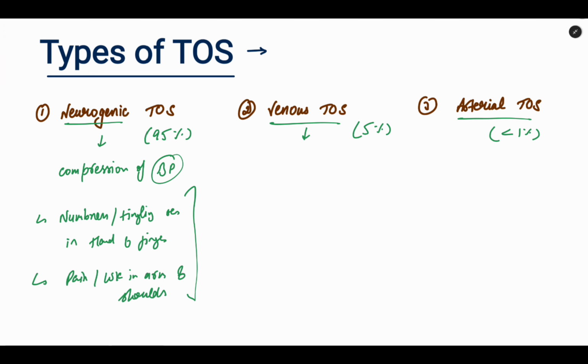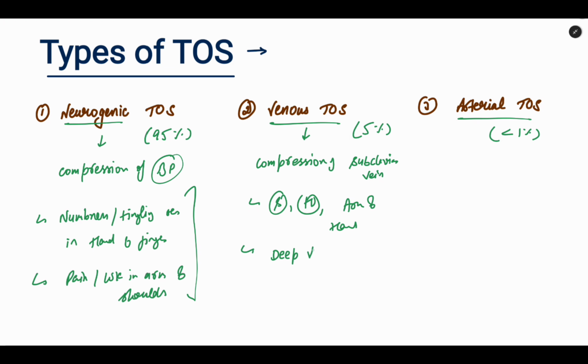Then we have the venous thoracic outlet syndrome. It occurs due to the compression of the subclavian vein. The symptoms might include swelling, heaviness, weakness, and blueness of the arm and hand region. We can also see that in the patient the veins are dilated, and the upper extremity develops deep venous thrombosis, also known as DVT, if this venous thoracic outlet syndrome persists for a long duration.